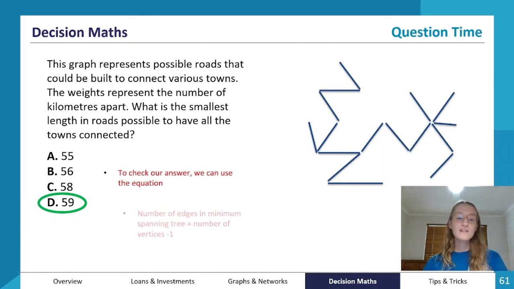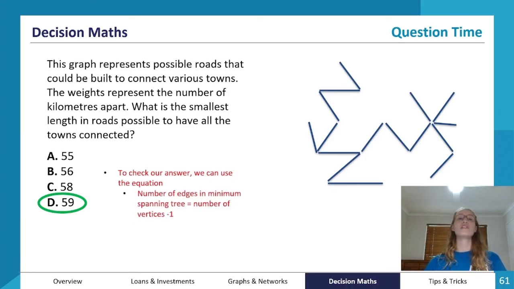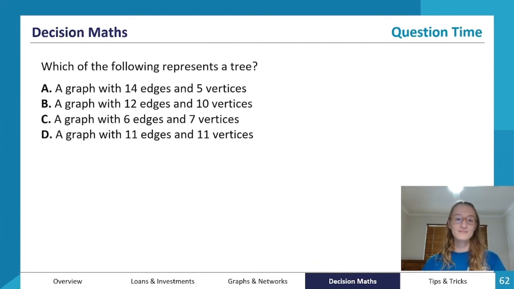And to check our answer, we can also use the equation to make sure we added the right number of edges. So number of edges in the minimum spanning tree equals number of vertices take 1. We have 17 vertices and I've added 16 edges, so we can tick that off. We know that we've done it right. So that's an example of using Prim's algorithm to find a minimum spanning tree and solving a connector problem because we've found the most efficient way to connect all of our towns here.